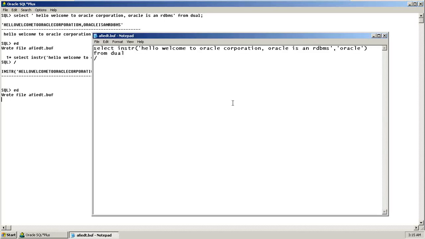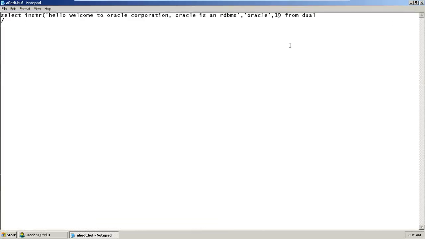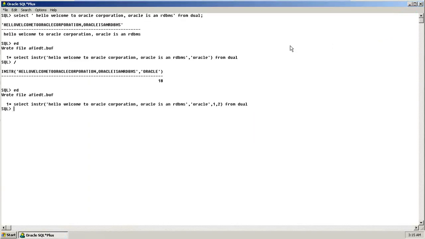Suppose in this function, I can also specify from which position the search should start, the start position. So I want to start searching from the first character. It again gives 18th. I want the second occurrence of Oracle. Okay, 38th character, the second occurrence of Oracle, right?